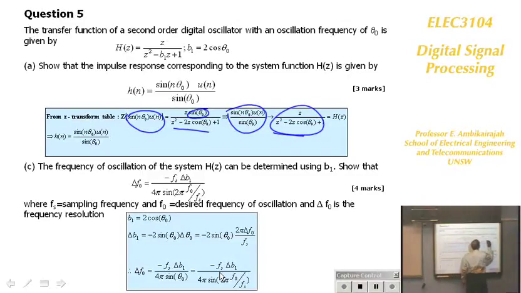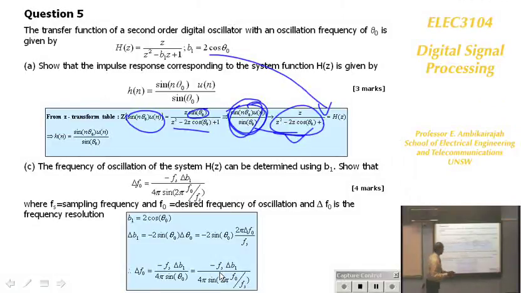Which is our H(z). So we are saying, if you take the Z transform of that, you will get this. Therefore, if you take the inverse of that, that's your impulse response. Okay? Now, the frequency of oscillation should be this. You have to show the change in frequency of oscillation. This is slightly different from what you've done.